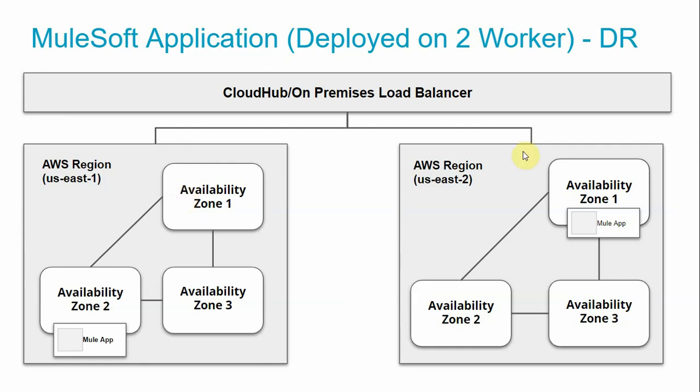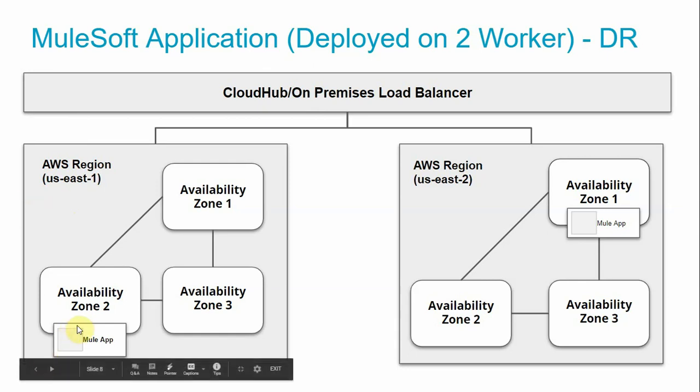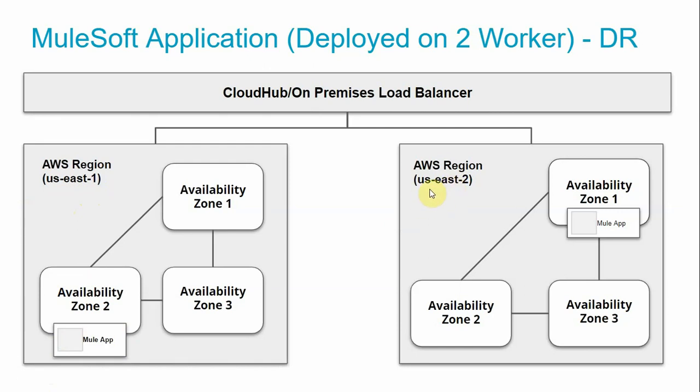top of that. So in this case, I have deployed one of my application instances in availability zone 2 in US East 1, and the other instance of the application has been deployed in US East 2 in availability zone 1. We don't select the availability zones. When we deploy the application into any region, it automatically selects the availability zone for us. That is how you can achieve disaster recovery for your MuleSoft application.